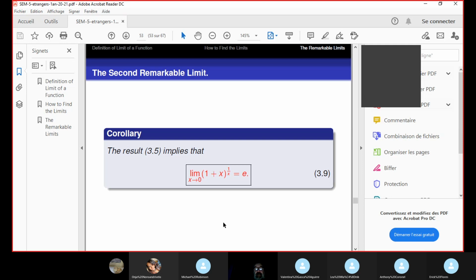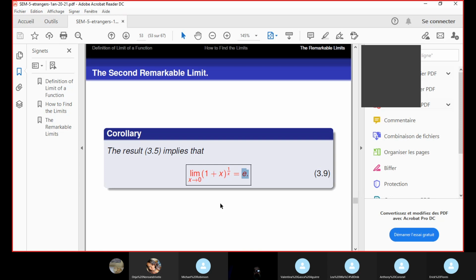You see, if I take, instead of my x which goes to infinity, some x which goes to 0, then in this case I will also have 1 plus something small, and the power will be very, very big. So this corollary says that in this case also the limit will be e. Is it clear?